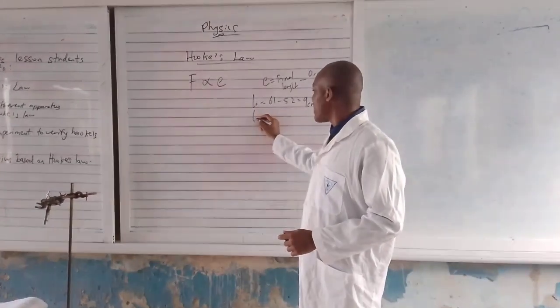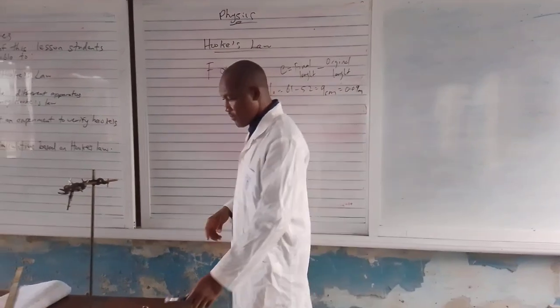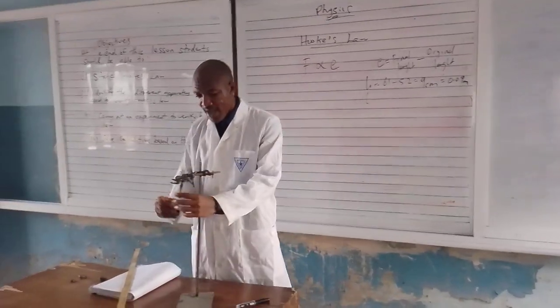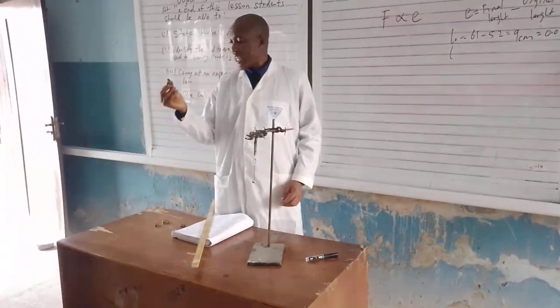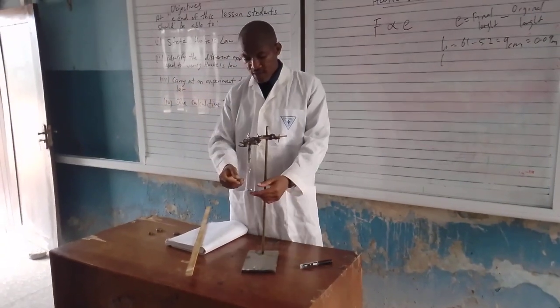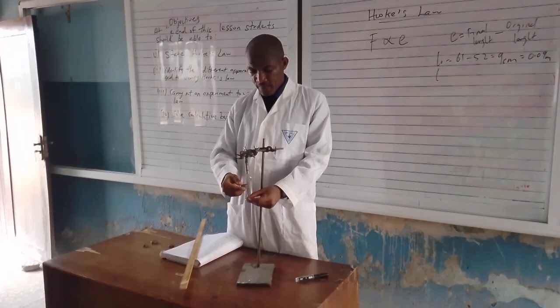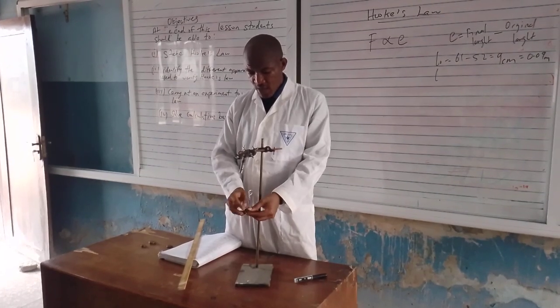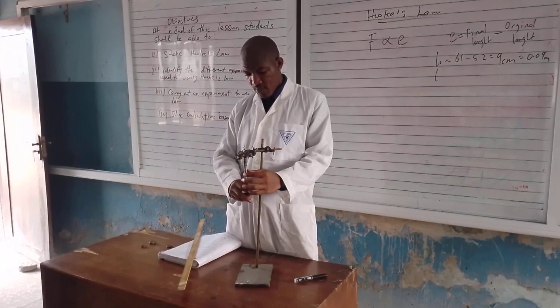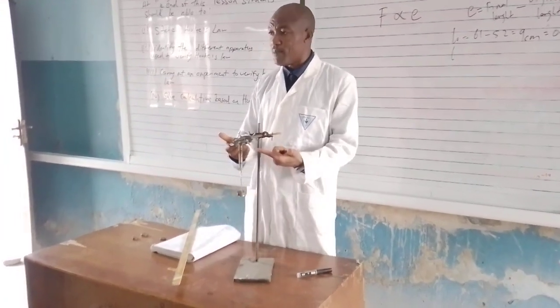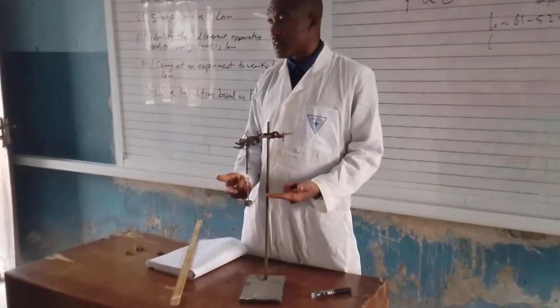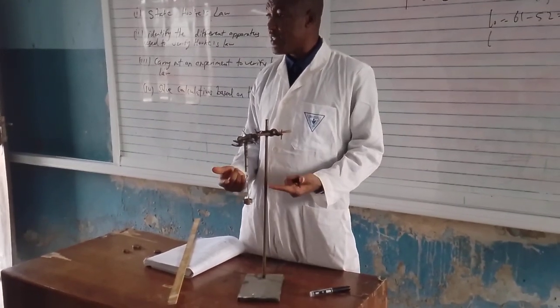Now, let's say I want to take another length of this. I apply my hanger, and then I apply a mass. Let me pick this one that is 50, and I put the 50 there. What will you observe? Can you see that my spring has extended in length? Yes, it has extended in length.